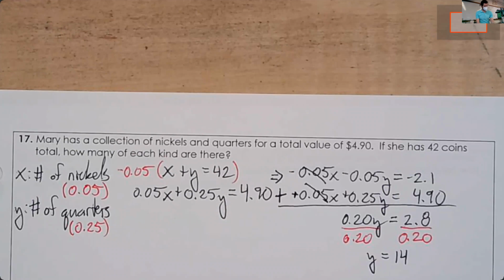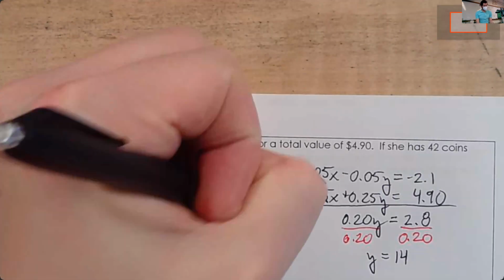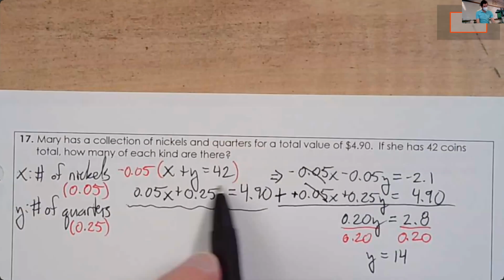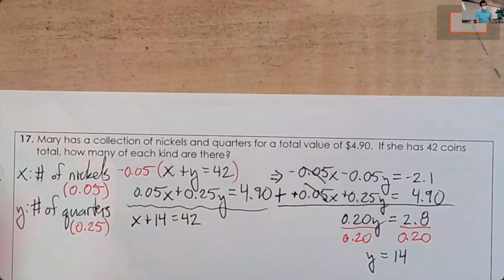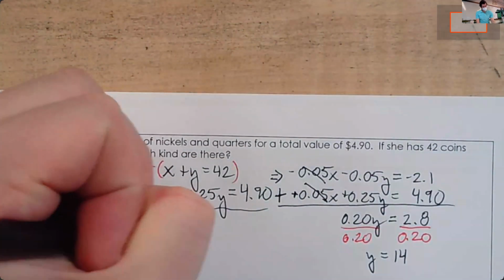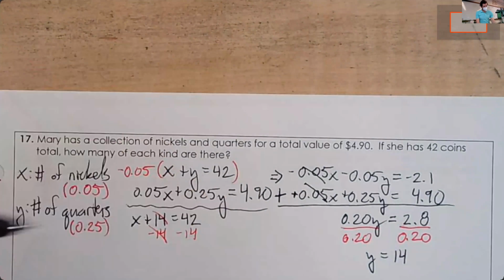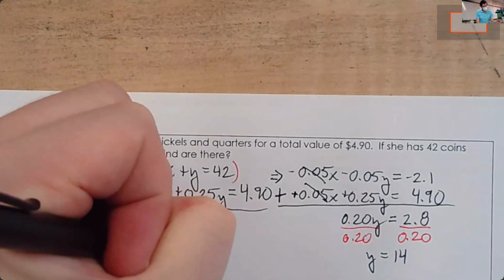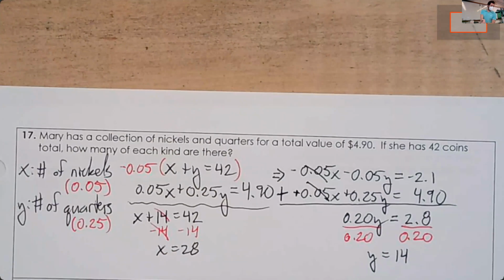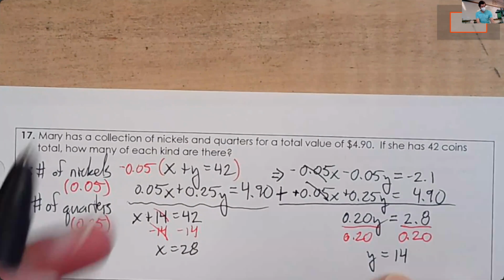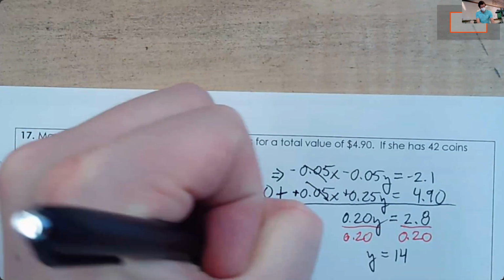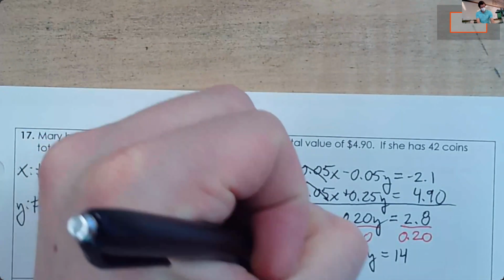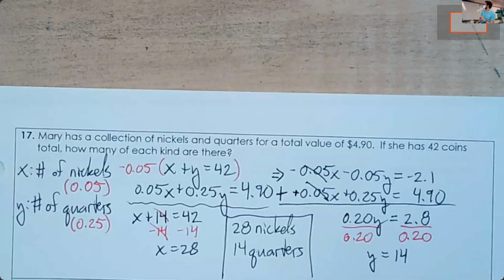So if y equals 14, we're going to use our very original first equation here. So we'll have x plus the value of y, which is 14, equals 42. And then we'll subtract 14 from both sides, minus 14, minus 14. And x equals 28. So what this tells us is that Mary had 28 nickels and 14 quarters. So 28 nickels, 14 quarters. That's our answer there for number 17.